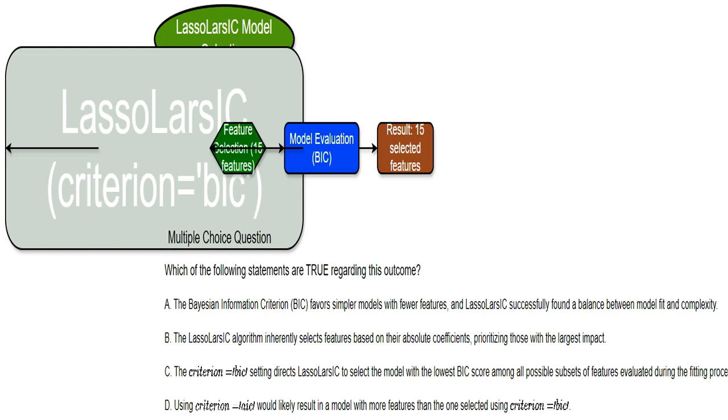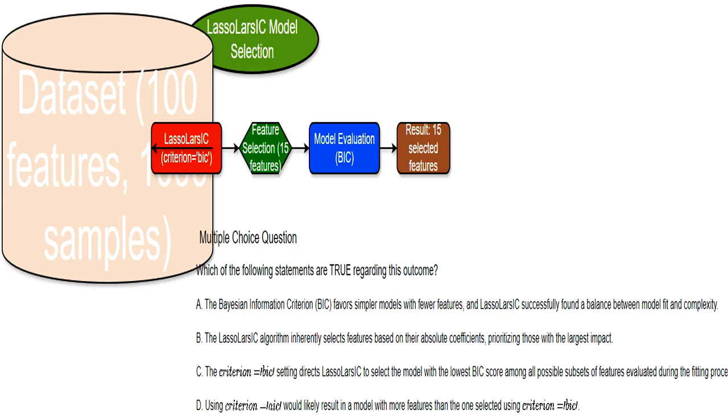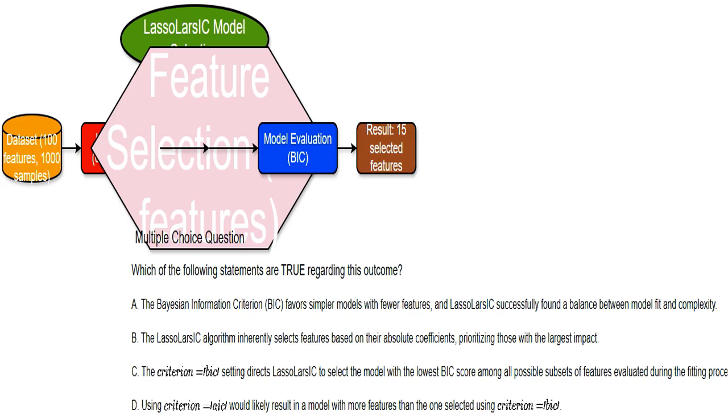Think of it like this: a simpler model is preferable to a complicated one, as long as the simpler model is not too inaccurate. The BIC setting ensures LassoLarsIC uses BIC for this balance check. I have a dataset with 100 different characteristics, features, for 1,000 different items, samples. For example, if I'm predicting house prices, features might be square footage, number of bedrooms, location, etc., while each sample represents a different house. After LassoLarsIC has selected a model, I evaluate it using the BIC.